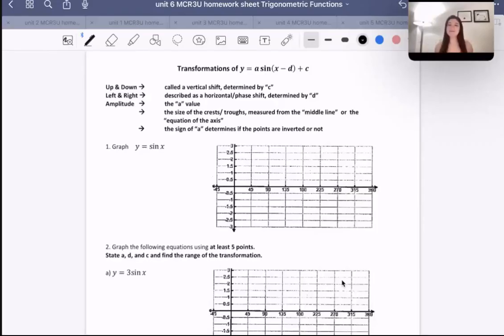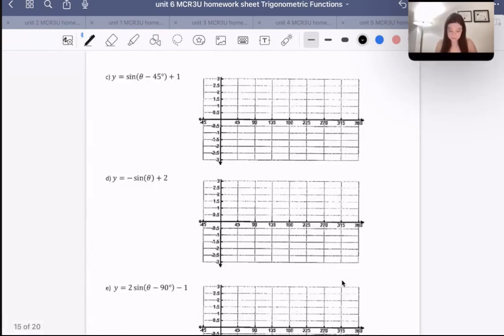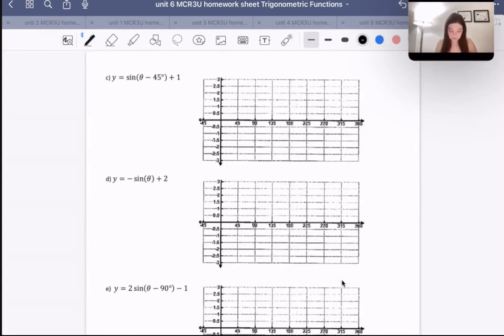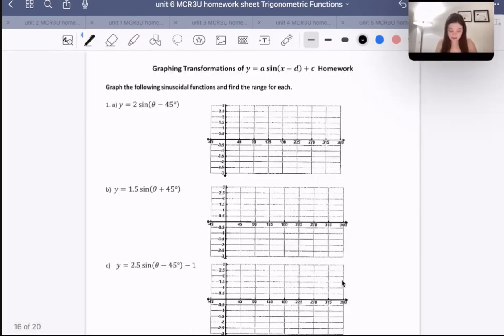Hello, everybody. Welcome back. Today we are going to be talking about transformations of our sinusoidal functions. Before we do any transformations, though, we're going to talk about the most basic sine and cosine functions. So I'm going to draw those before we actually draw all the different transformations of them.